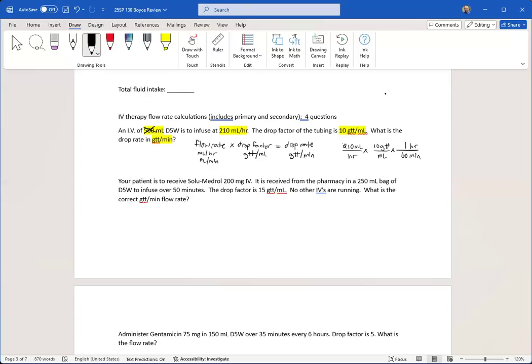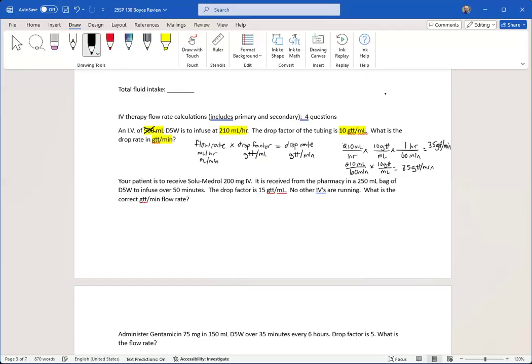The alternative way that I typically do this is I'll take the 210 ml if it's per hour, and I know that 1 hour is 60 minutes. I'll just put 60 minutes on the bottom times the 10, and it just saves me a step in my math. But I'm going to get to the same answer no matter what. So I'm going to take 210 times 10 divided by 60, and I'm going to get 35 drops per minute. It's the same answer for both.